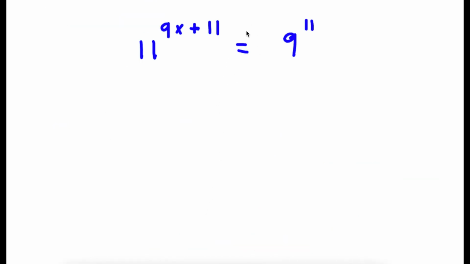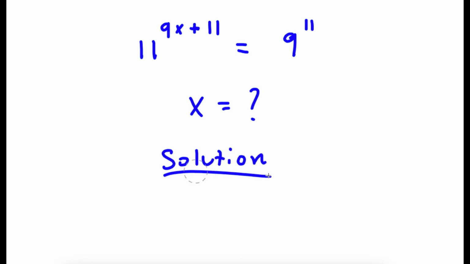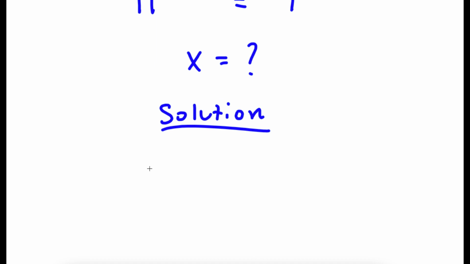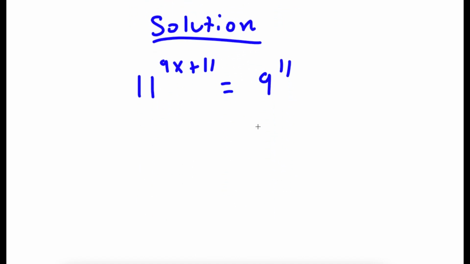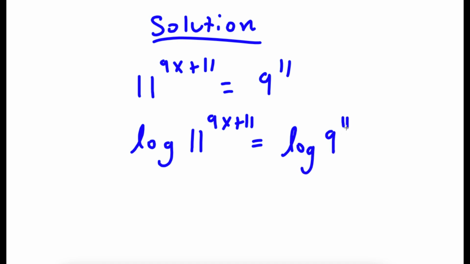Alright, so in this problem, I have 11 to the power of 9x plus 11 is equal to 9 to the power of 11. So I want to find the value of x here. So for my solution, first start with 11 to the power of 9x plus 11 is equal to 9 to the power of 11. Now if I take the log on both sides, I have log 11 to the power of 9x plus 11 is equal to log 9 to the power of 11.